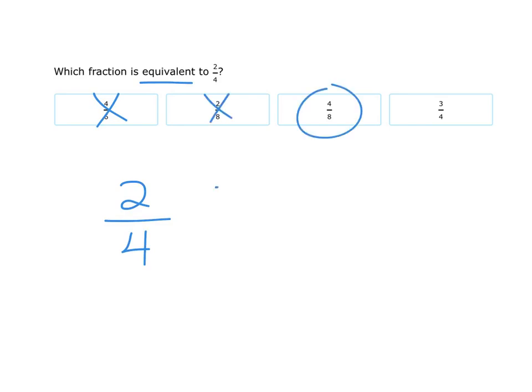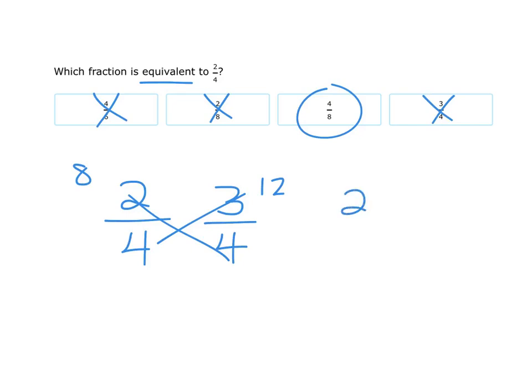Last one I can check is 3/4. If I check 3/4, is it equivalent to 2/4? I would cross multiply. 4 times 3 is 12. 4 times 2 is 8. 8 and 12 are not equivalent, so we can cross that one out. The only one that is equivalent to 2/4 in this list of choices is 4/8. And most of you probably saw already that 2/4 and 4/8 are both equivalent to the fraction 1/2. Not that that was a choice, but if you didn't see that, it's equivalent to 1/2 just as well.